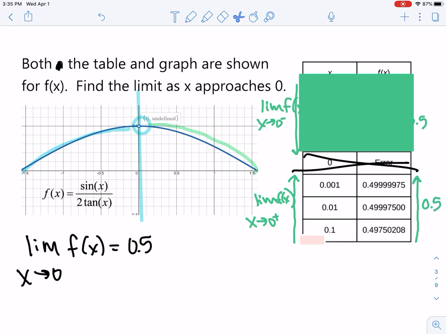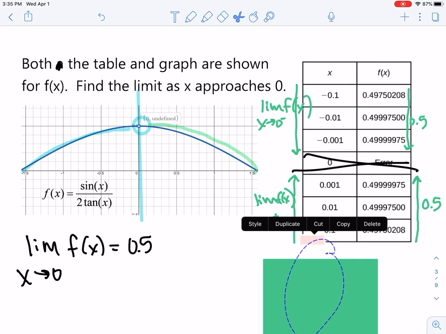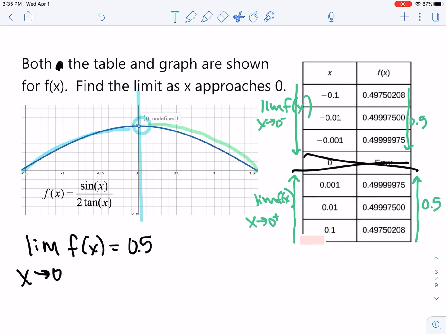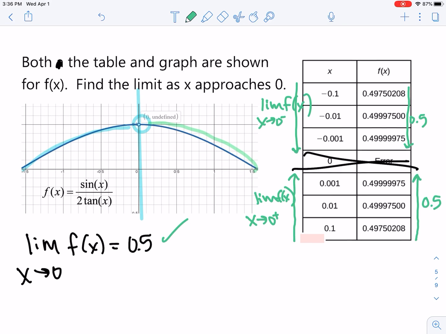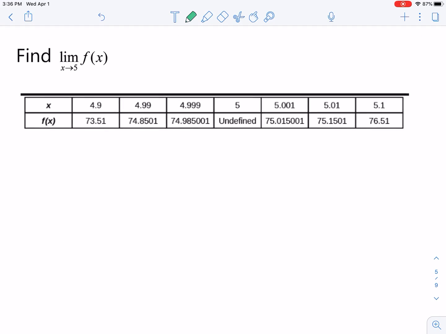So yes, indeed, which is what we saw graphically as well, that the limit is indeed 0.5, okay? So that's kind of what we're going to be doing, except you will not typically be given both the graph and the table. I just wanted for you to see sort of the comparison there. All right? All right, let's try one like this.